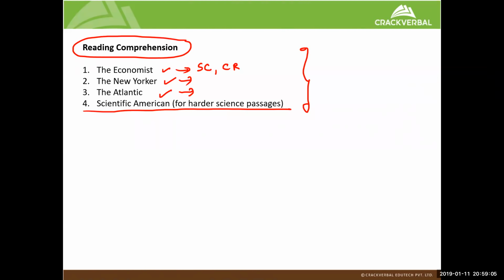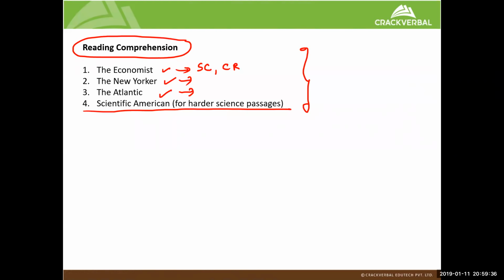When I say harder science passages, you'll have topics varying from basic science to marine biology to microbiology to everything else. Okay, so when you're looking for harder science passages, please use the Scientific American. You can register, you can buy those magazines, but I think you should be able to download some ebooks and PDFs of all of these. All right, so just make sure you use these extra resources for your reading comprehension bit. Yes, it's the New Yorker magazine.